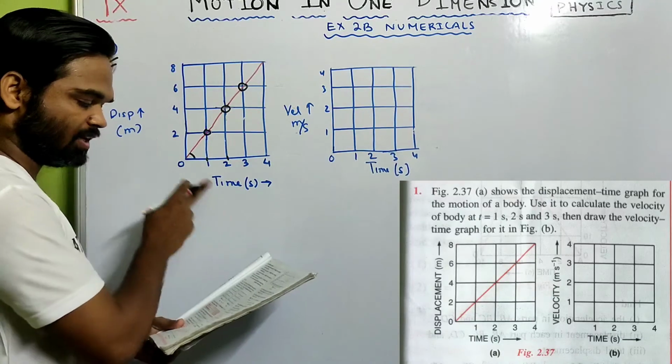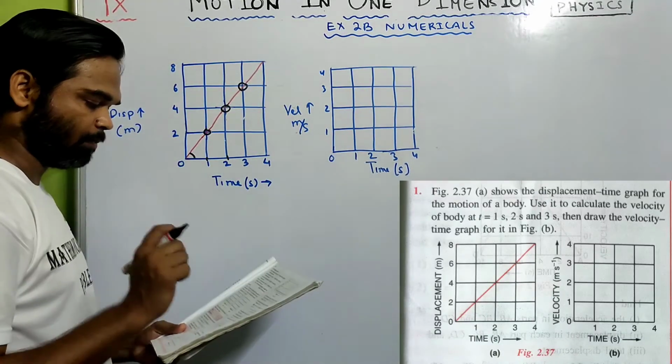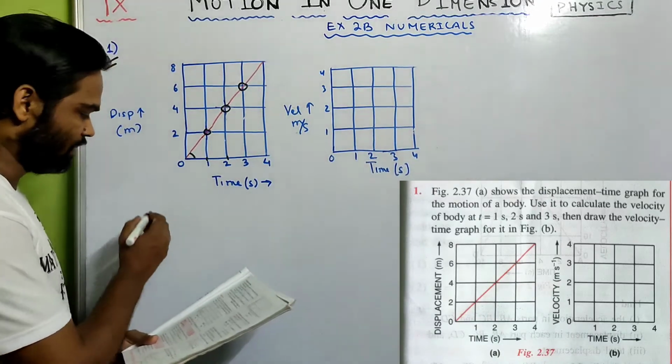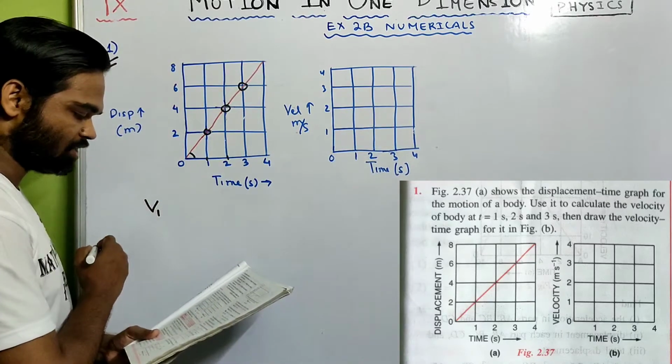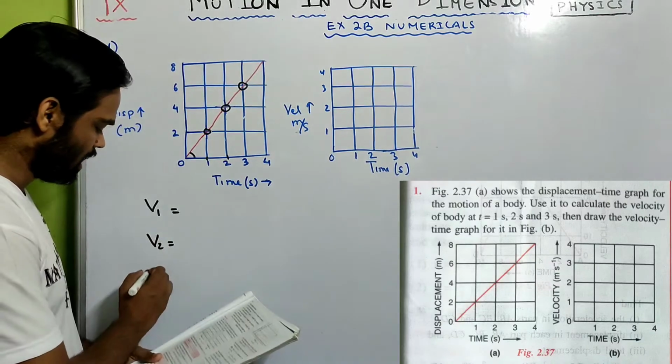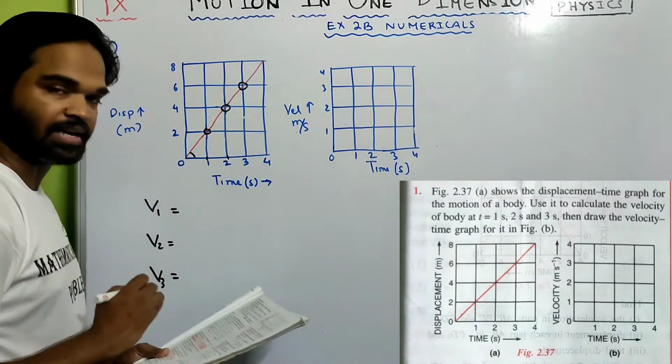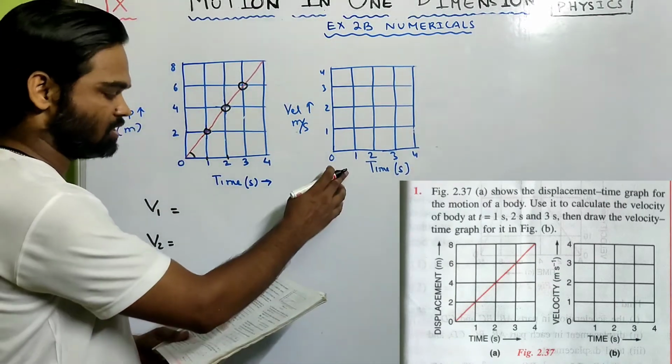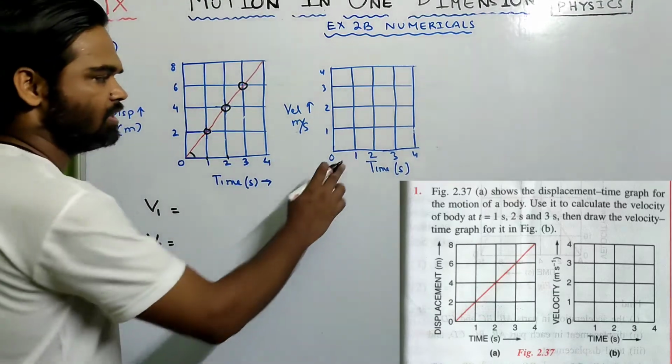It shows the displacement-time graph for the motion of a body. Use it to calculate the velocity of the body at 1 second, velocity at 2 seconds, and velocity at 3 seconds. And then draw the velocity-time graph for it in this figure.